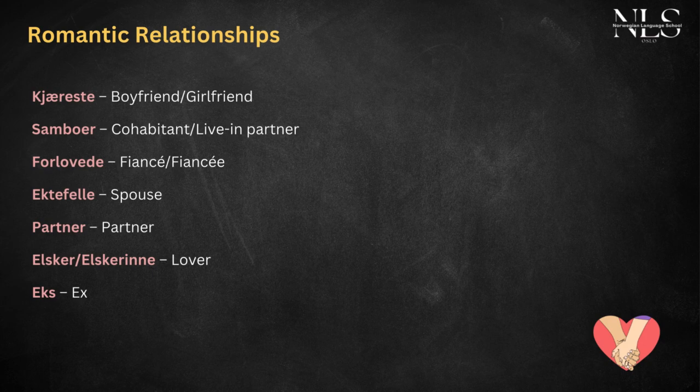Ektefelle, spouse. This is a gender-neutral term for a married partner. You can also use mann, husband. Kone, wife. Partner, partner. This term is often used in more formal contexts or to describe a long-term relationship, especially in same-sex relationships. Elsker, elskerinne, lover. These terms, masculine and feminine forms respectively, are less common in everyday speech and might be considered more poetic or literary. Ex.